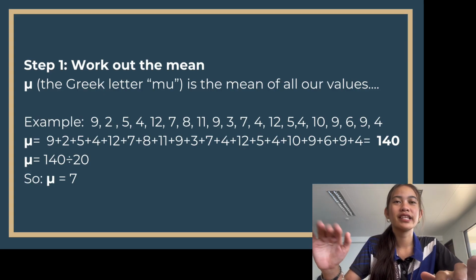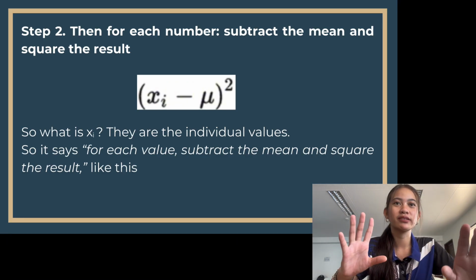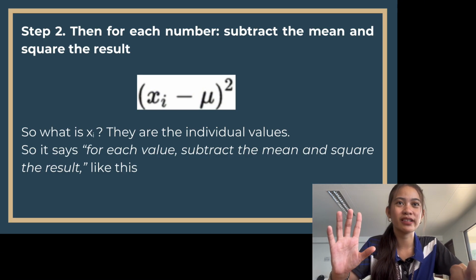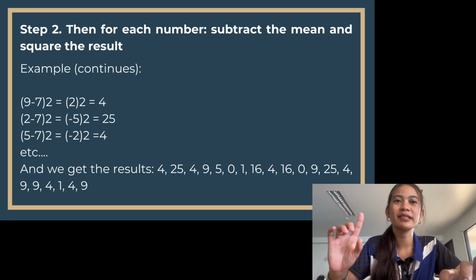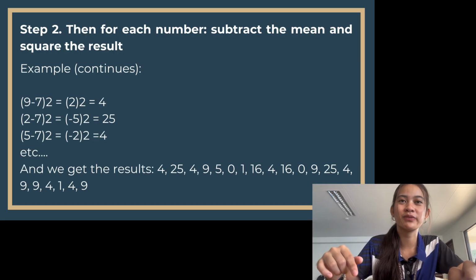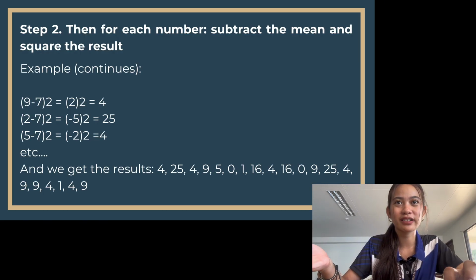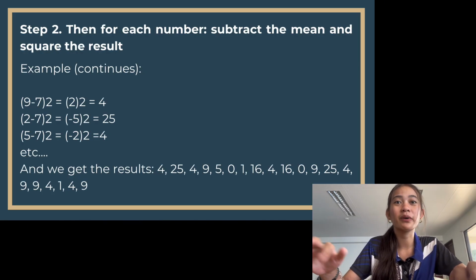And then step 2, then for each number, subtract the mean and square the result. So basically you're just going to substitute the x, the variable number 1, minus the mean, squared. Okay, so example, 9 is the first value, 9 minus the mean, which is 7, and then square it. So 9 minus 7 equals 2, squared equals 4.